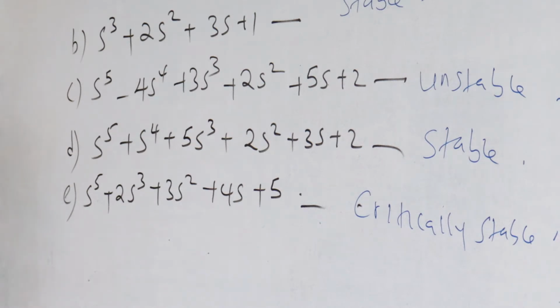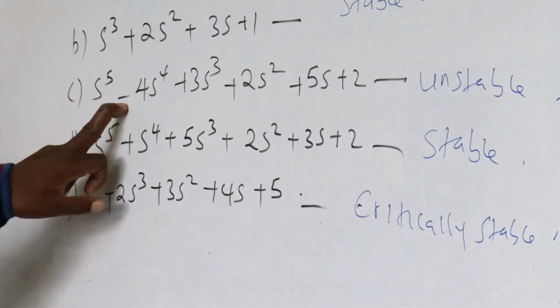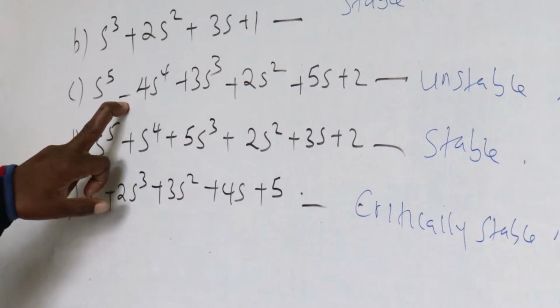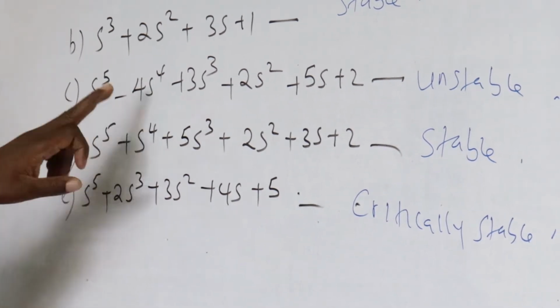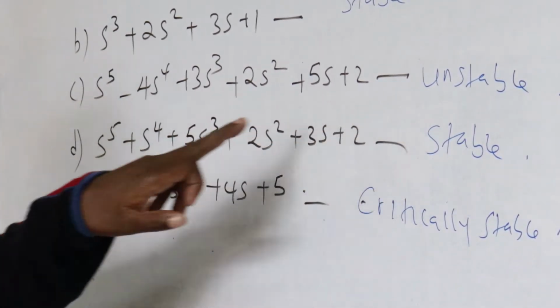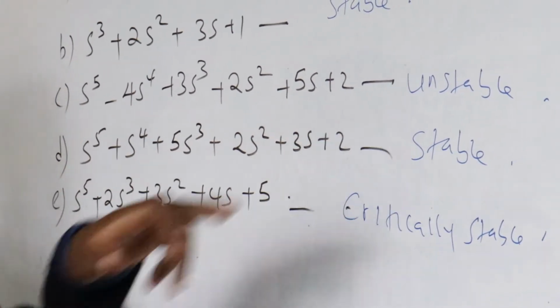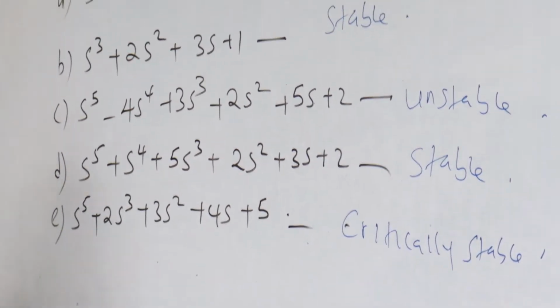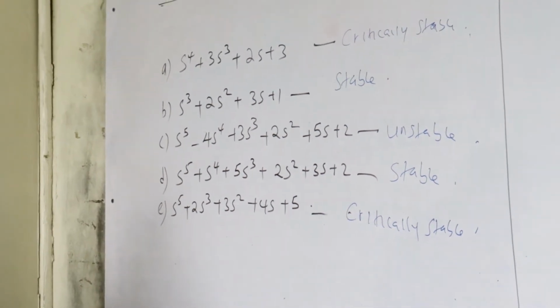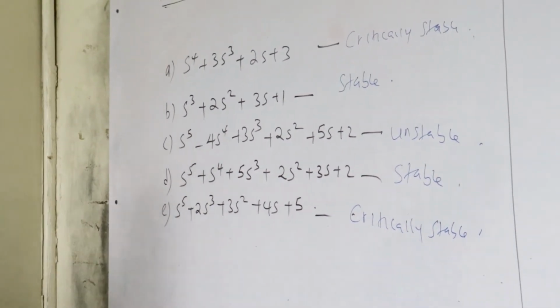Yes? That is a negative. No, that is why we are saying that it is unstable. As long as one of the coefficients is negative, then it is unstable. Sawa sawa. So that is how you are going to look at this particular system.